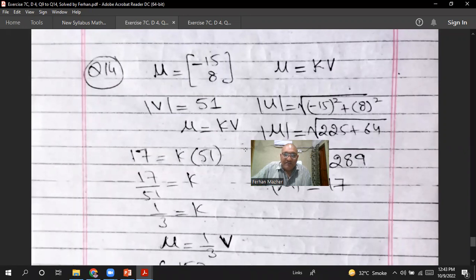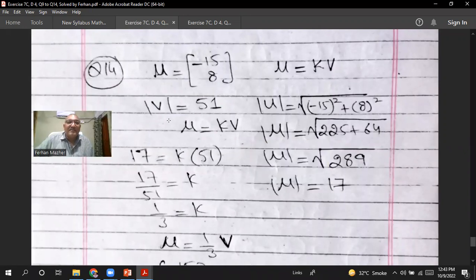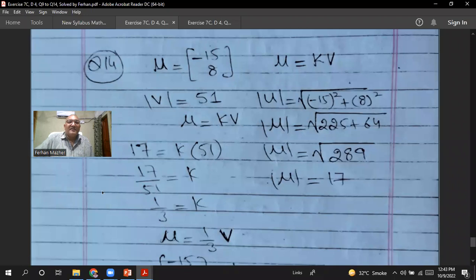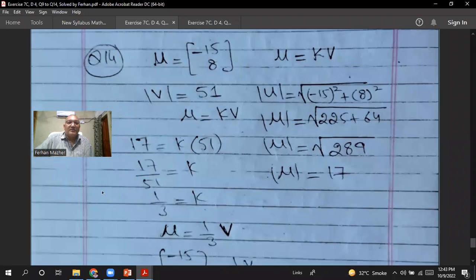So u is equal to minus 15, 8. The magnitude of u will be, you remember, x squared plus y squared and square root of it. So it will be the square of minus 15 plus the square of 8, and square root of them. So it will be 225 plus 64, and the square root of 289. So it will be 17. So the magnitude of u is 17.